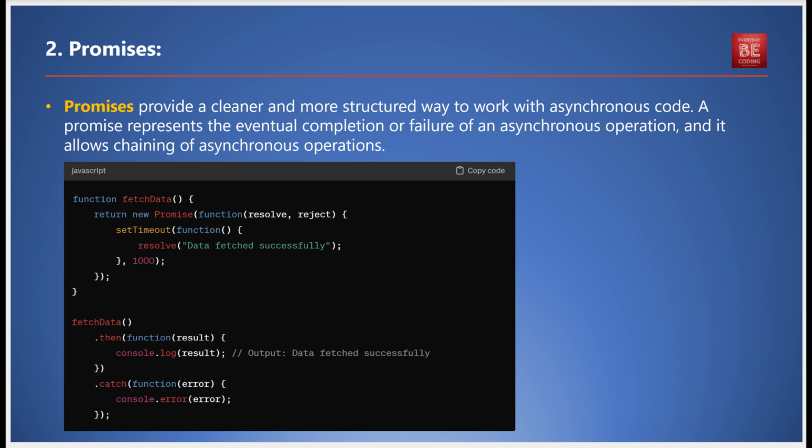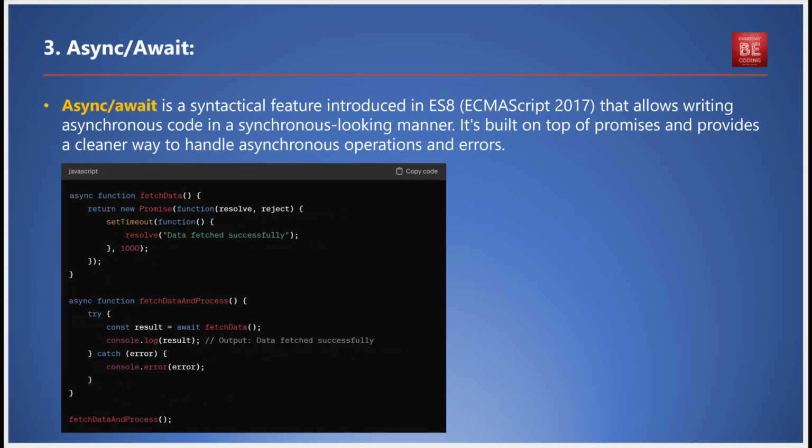Yet, the sophistication of asynchronous JavaScript doesn't end there. With the introduction of ES8 or ECMAScript 2017 came async await, a syntactical feature that makes asynchronous code look and behave like synchronous code.